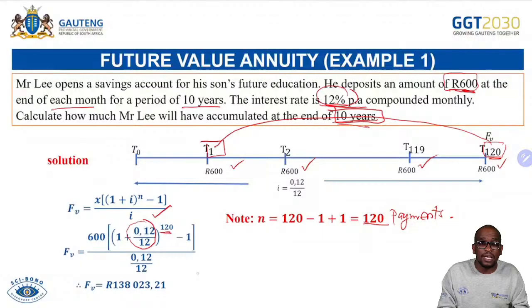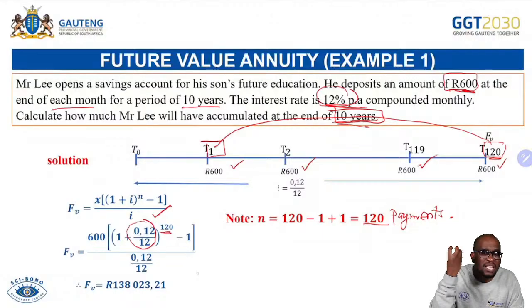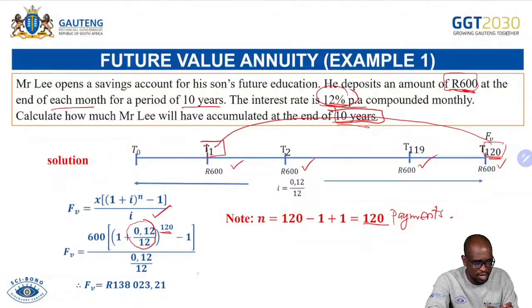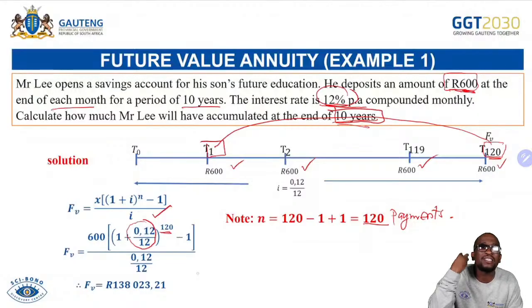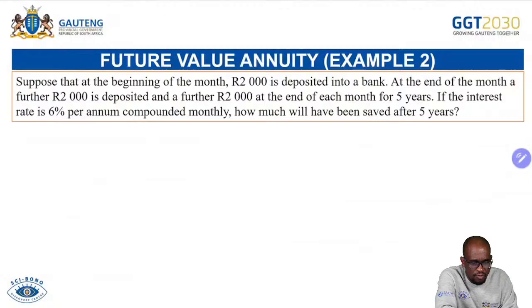It might not be enough nowadays because of how expensive tertiary education is, but it is a start. Okay, it is a start. So it's important that those investments are made. All right, I'm moving on to example 2.